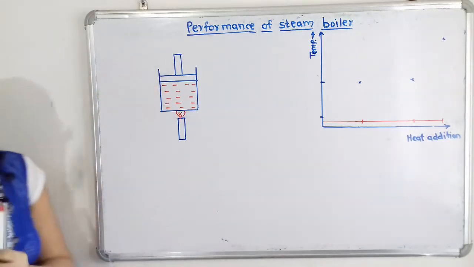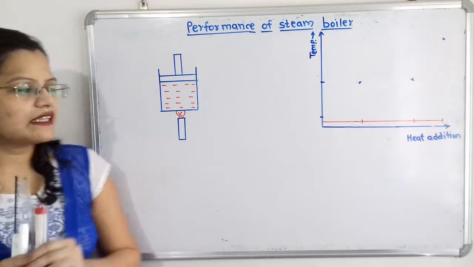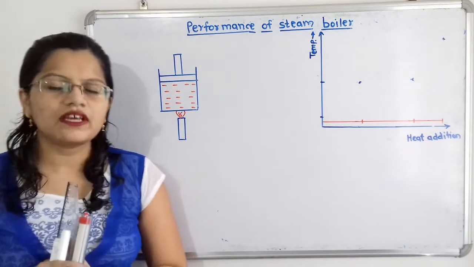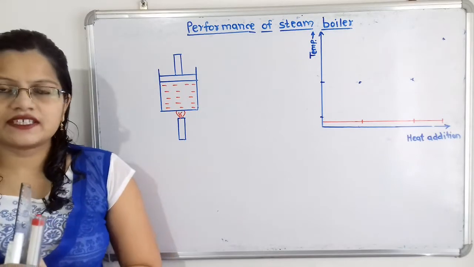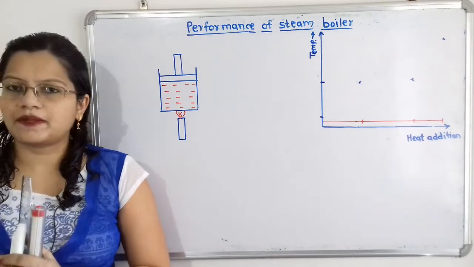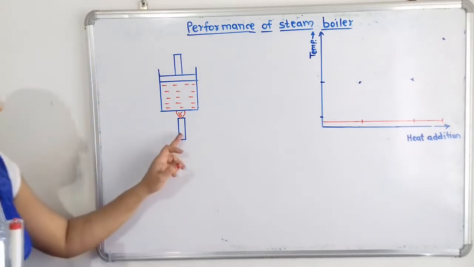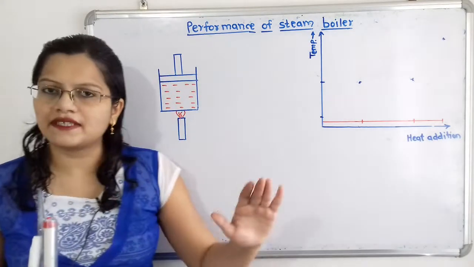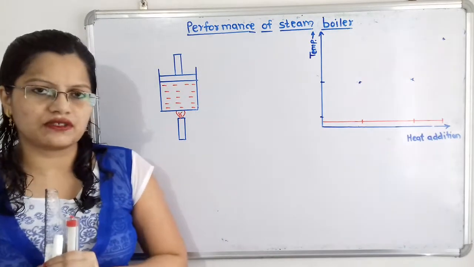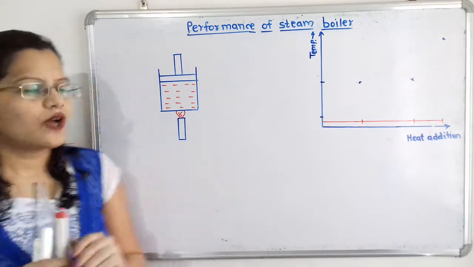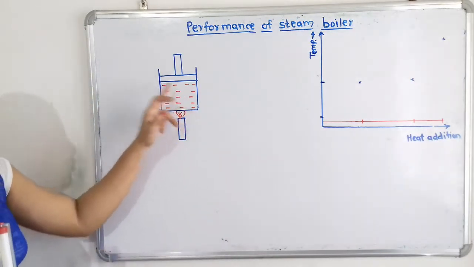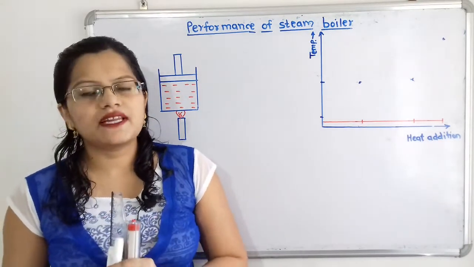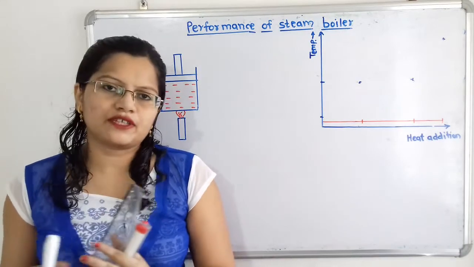Consider piston cylinder arrangement. Now in this piston cylinder arrangement there is 1 kilogram of water at a temperature of 20 degrees Celsius and at atmospheric pressure. Now we will add the heat to this water. So throughout the process pressure will remain same, that is the atmospheric pressure. Then what will happen? As we add the heat to this water, the temperature will increase. Now this temperature will increase up to a boiling temperature of water.